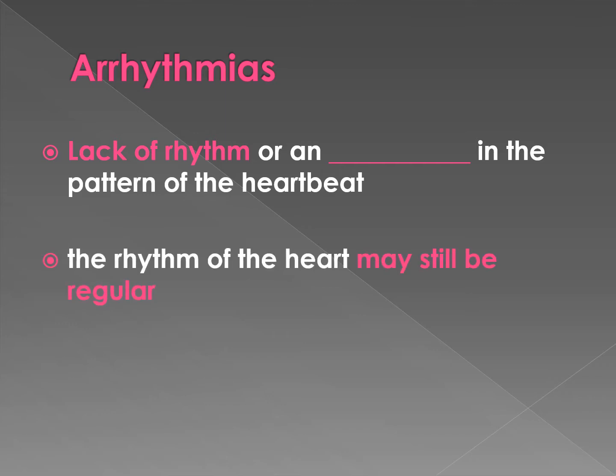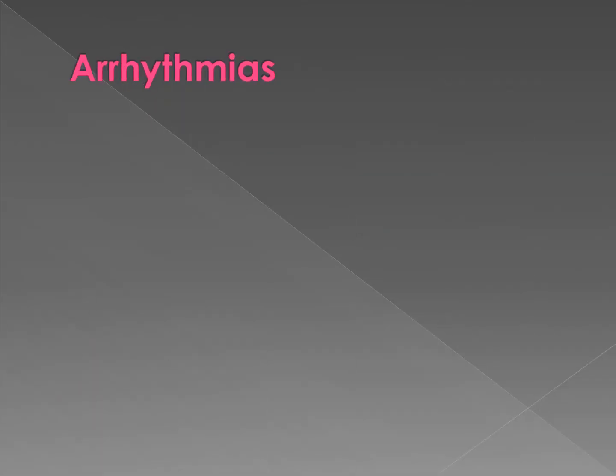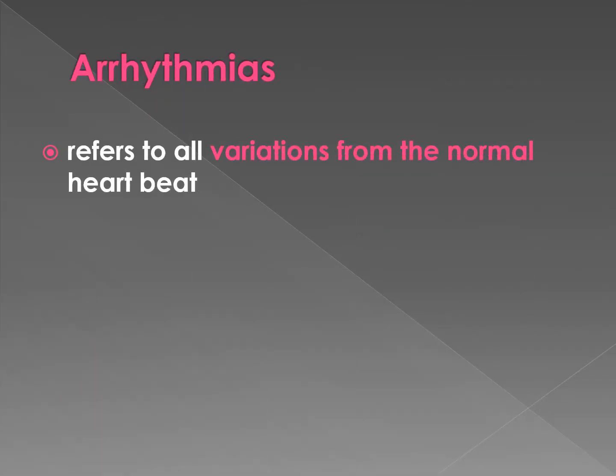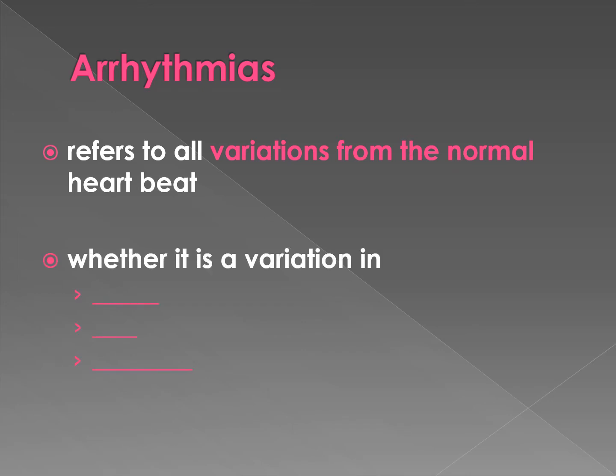So the rhythm of the heart may still be regular, but there's irregularity in the pattern. The rhythm could still be regular, or it could still be irregular. So arrhythmia refers to all the variations from a normal heartbeat. This variation could be from the rhythm.